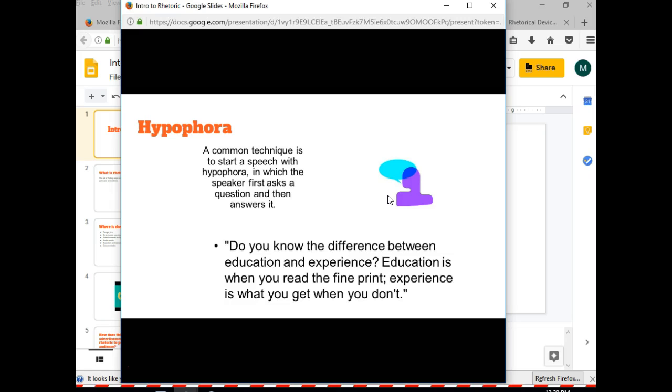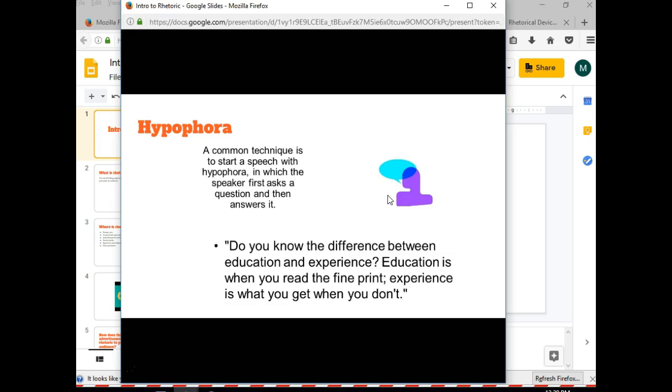Okay, ready for this one? Look at the board. How on earth do you pronounce this? Anyone have an idea? Onomatopoeia? What does that even say? Close. Okay, ready? Hypophora. Say it with me. Hypophora!